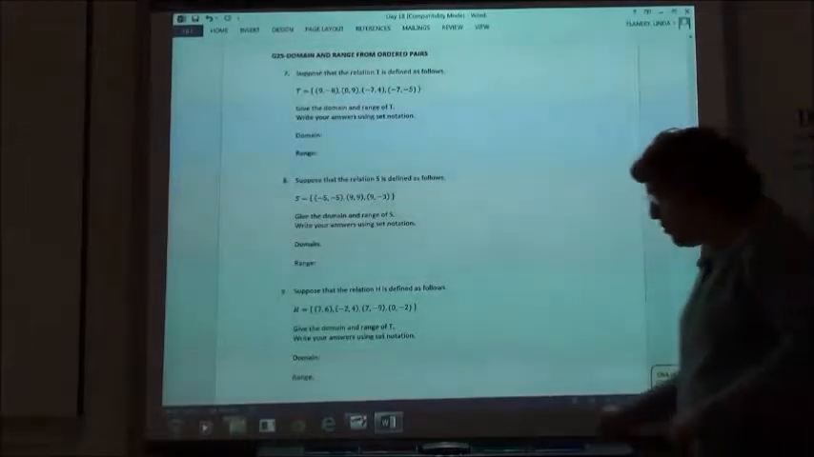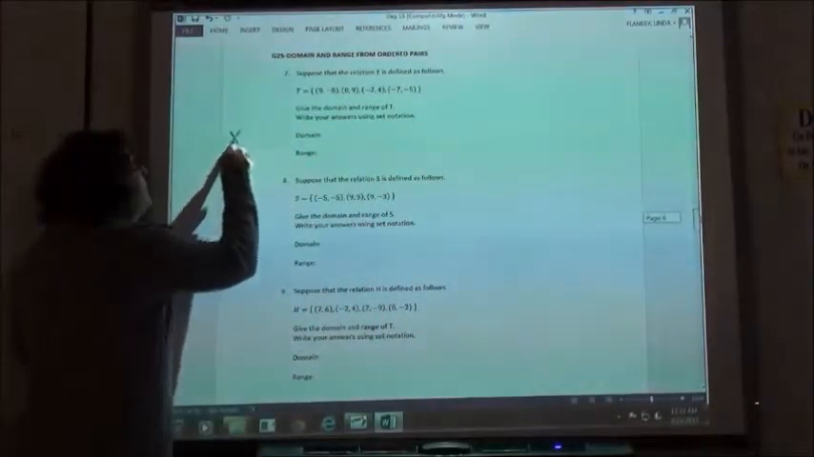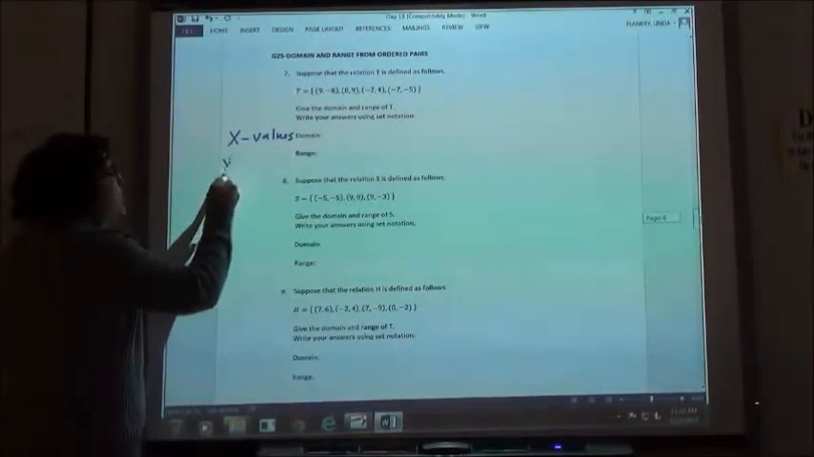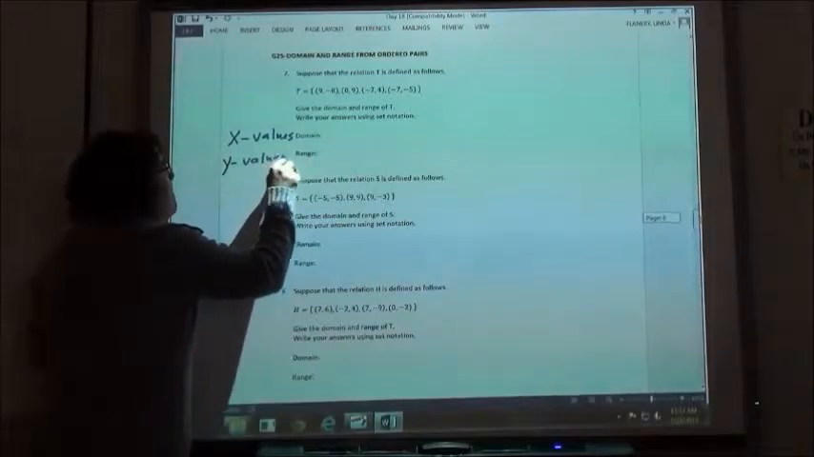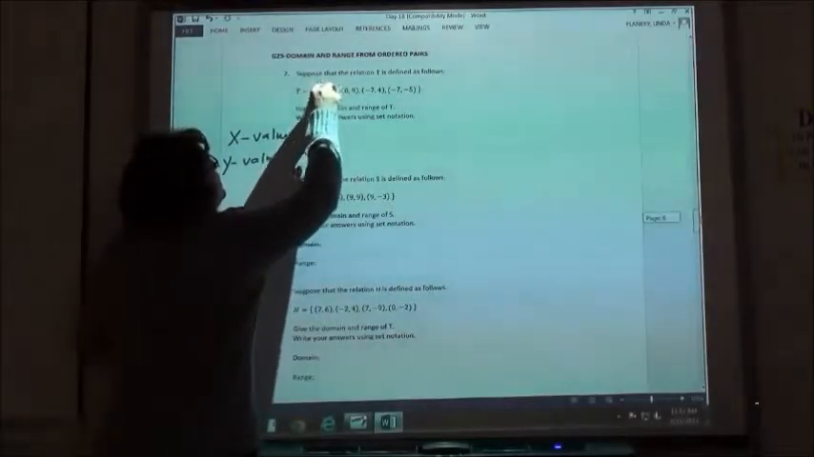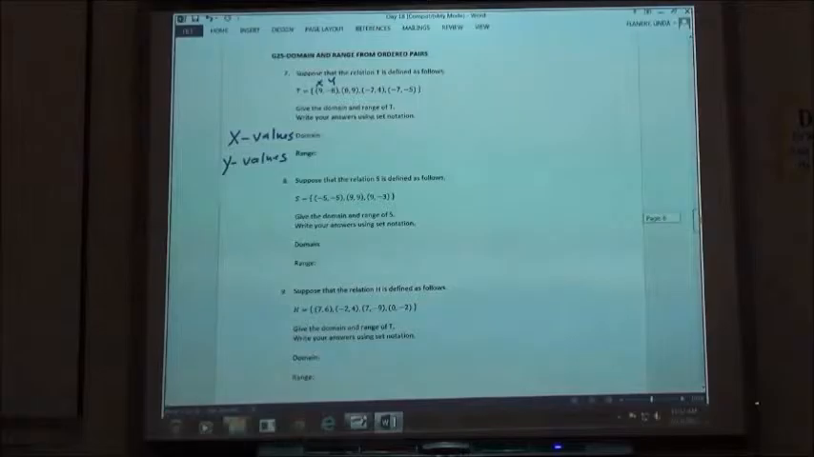We just talked about domain and range a little bit. The domain are your x values. Your range are your y values. So it gives us a list of ordered pairs. We know in our ordered pairs that the first one's an x, the second one is a y. The domain is listing the x values, the range is listing the y values.